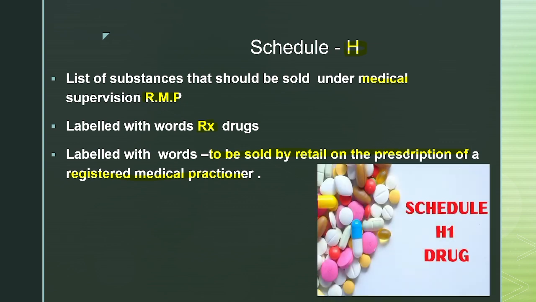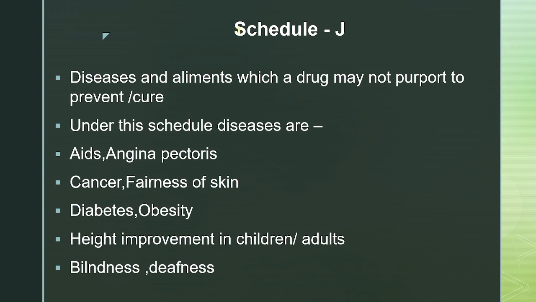Next, what is schedule J? Schedule J deals with the diseases and conditions which a drug may not purport to prevent or cure. What are the drugs that come under the category of not claiming prevention or cure of certain diseases? Those diseases are mostly AIDS, angina pectoris, cancer, fairness of skin, diabetes, obesity, and height improvement in children or adults, along with blindness and deafness. These types of diseases cannot be cured by using medicines. Those drugs come under schedule J.